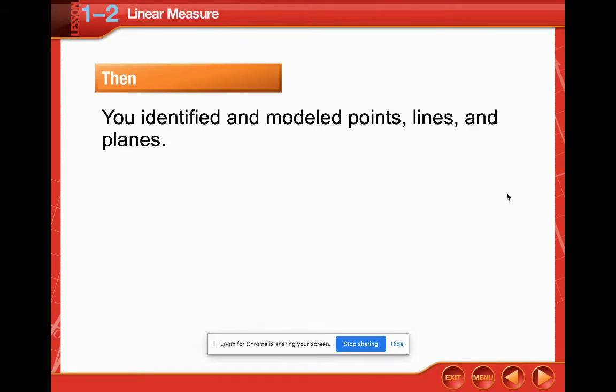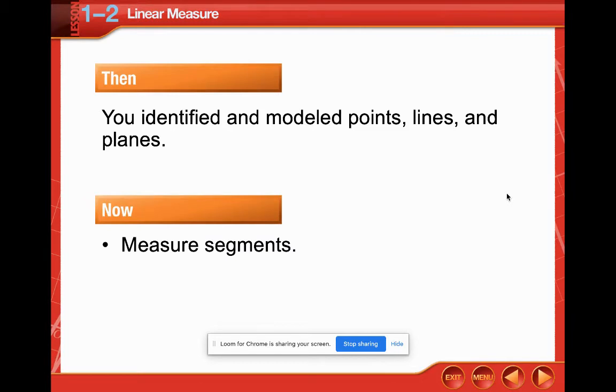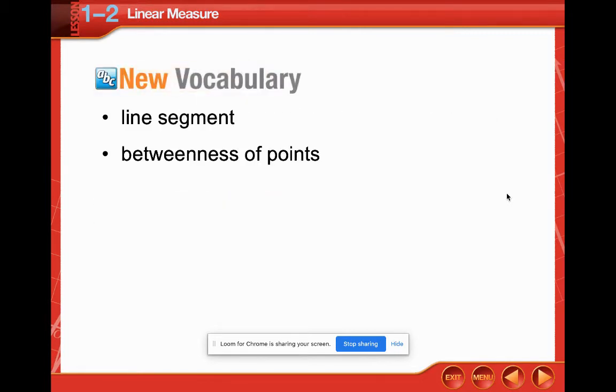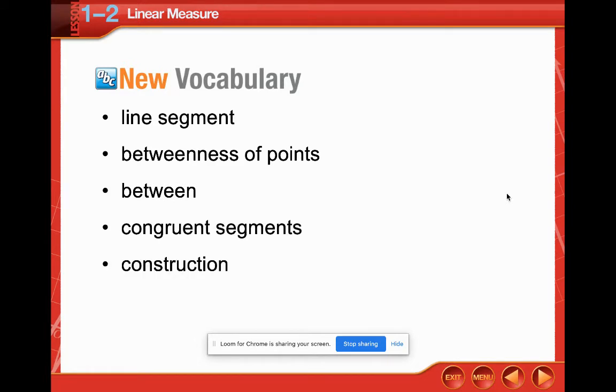You identified and modeled points, lines, and planes. That was section 1-1. Now we're going to measure segments and calculate their measures. All right. So we've got line segment, betweenness of points, congruent segments, and construction.